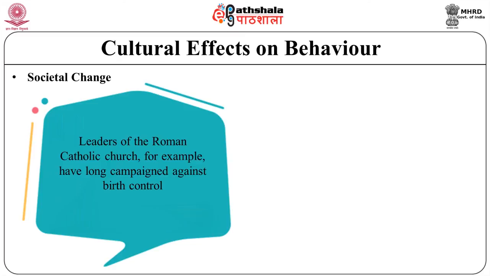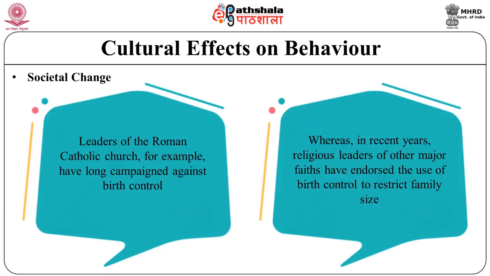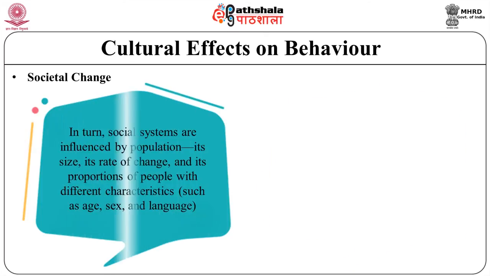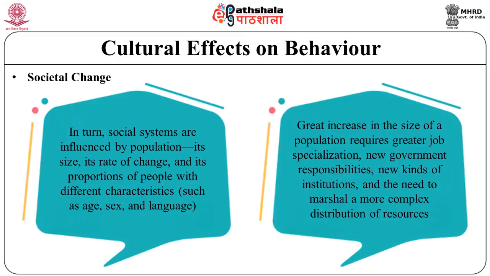Leaders of the Roman Catholic Church, for example, have long campaigned against birth control, whereas in recent years, the religious leaders of the other major faiths have endorsed the use of birth control to restrict family size. In turn, social systems are influenced by the population, its size, its rate of change, and its proportion of people with different characteristics such as age, sex, and language.